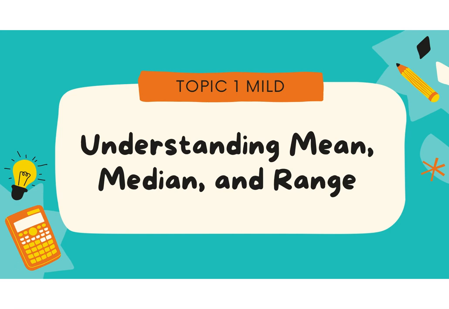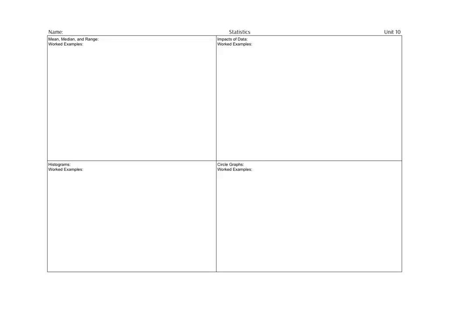Here's our first skill for Unit 10, understanding mean, median, and range, and what to do with each of those. We will be in this upper right or left-hand corner, where it says mean, median, and range. We'll do our worked examples right there. And we will have several of them because it's kind of a long explanation for this one. If you need extra room, flip it over onto the back side.